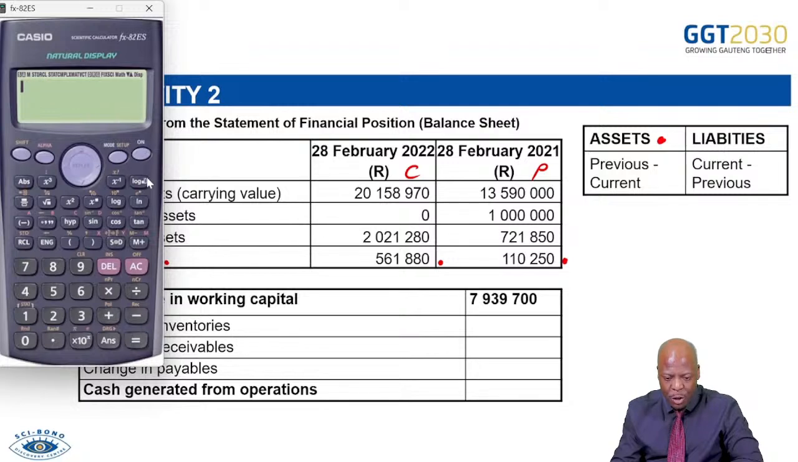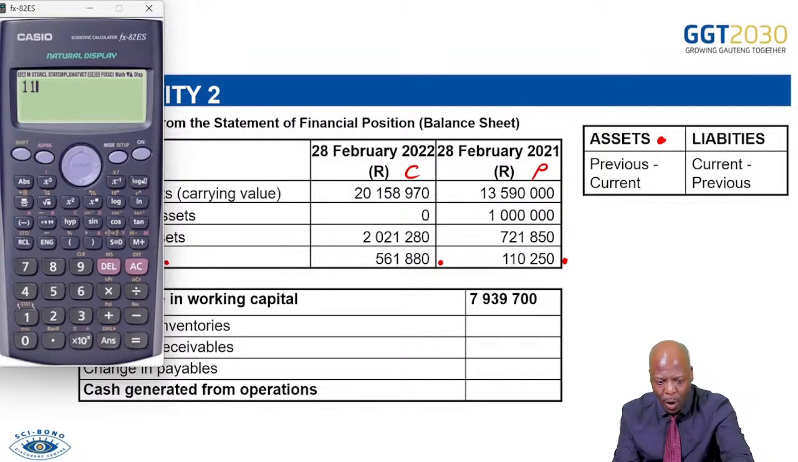So we're coming to our inventory. We're now saying the previous year minus the current year. Which one is the previous year? 2021. How much is in 2021?